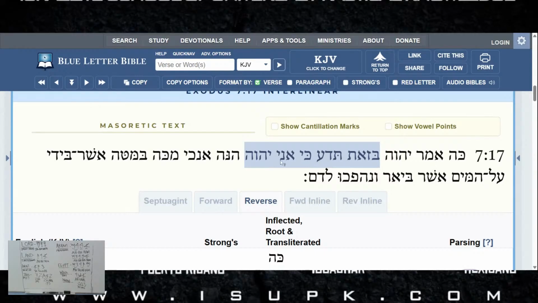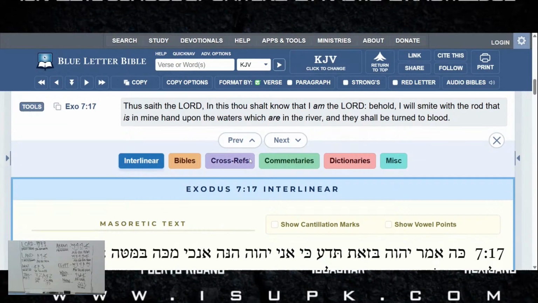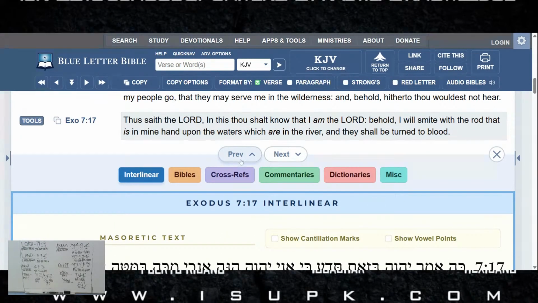Kaya for Anya, I am. Yahweh is the most high. So in this, you will know that, since that's what they're saying, that I am the Lord. Now let's see what it says in the English. "Thus saith the Lord, and in this thou shalt know that I am the Lord." Easy, right? That one wasn't too hard to translate. It was short, right to the point. Let's keep going.